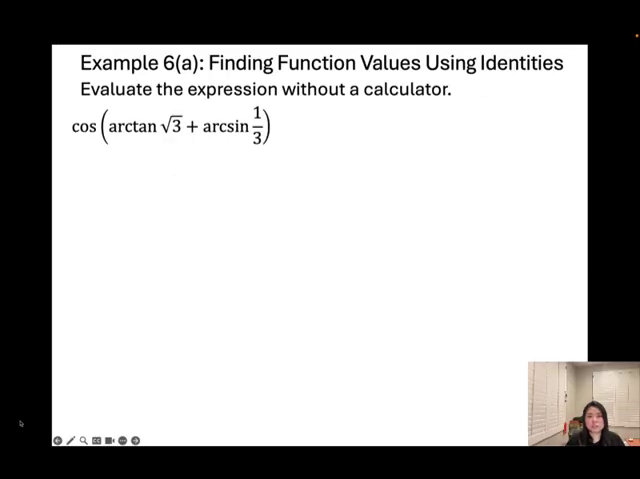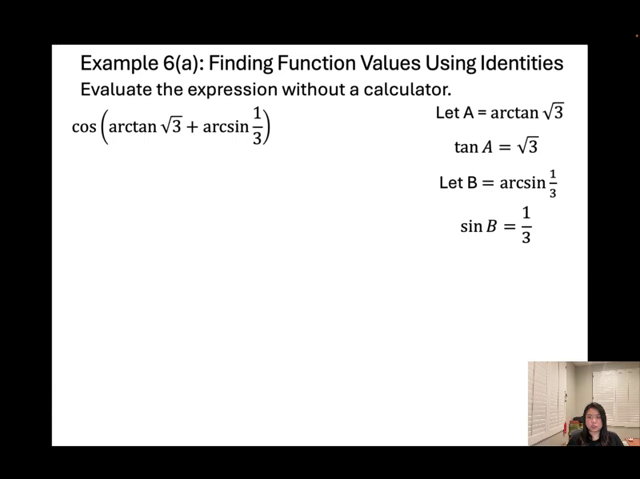Example 6. Evaluate the expression without a calculator. Cosine of arctangent root 3 plus arcsine 1 over 3. So first, we're going to let A equal the arctangent of root 3. Then tangent A will be equal to root 3. And then we have another part here. So we're going to let B equal arcsine 1 over 3. So sine B equals 1 over 3. Now we're going to plug back in to here. So we have cosine of A plus B.